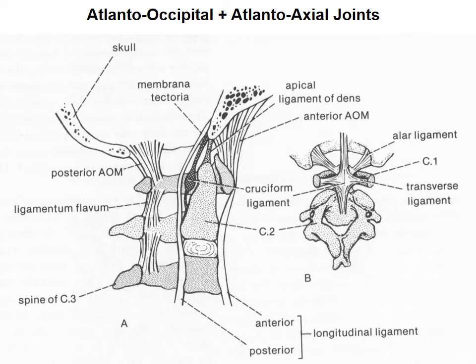And on the anterior side of this diagram, you can see the anterior atlanto-occipital membrane, which also is a continuation of a ligament, in this case, the anterior longitudinal ligament, running up the anterior surfaces of the vertebral bodies and then continuing up onto the base of the skull.